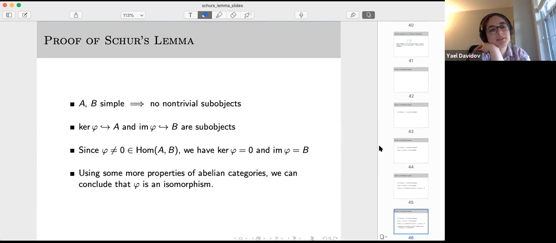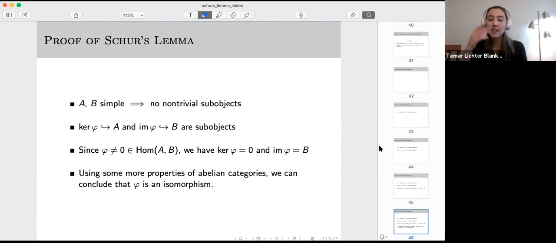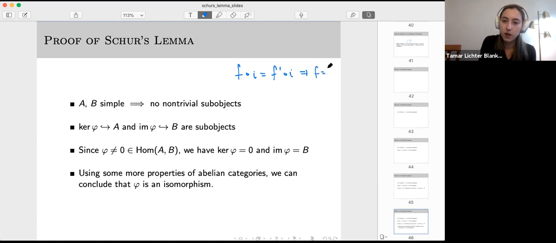What is a subobject defined as in this context? Yeah, I think it's an equivalence class of monomorphisms. Monomorphisms are defined, I'm not going to get it right, but it's something like f of i equals f prime of i implies f equals f prime or something like that. Maybe the i is on the other side.